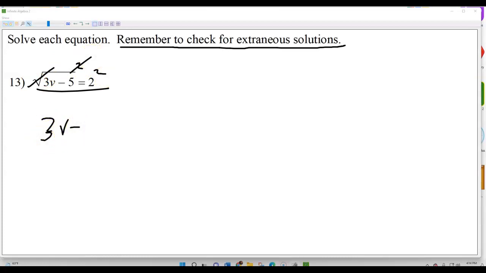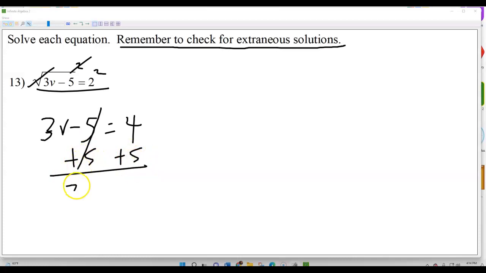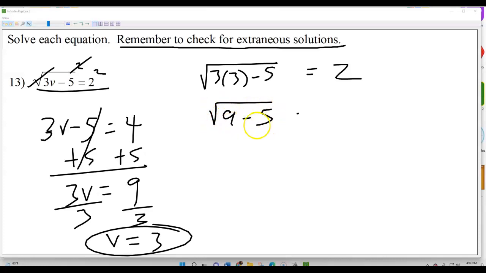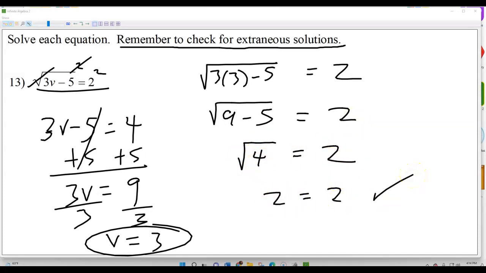And so now we have 3v minus 5 equals 4. After that, you should be able just to solve it like normal. Now, we have to make sure that's not an extraneous solution, though. In other words, I should be able to plug that 3 in here and get a good answer out of it. Let's see. Does it work? It does. We're good to go.